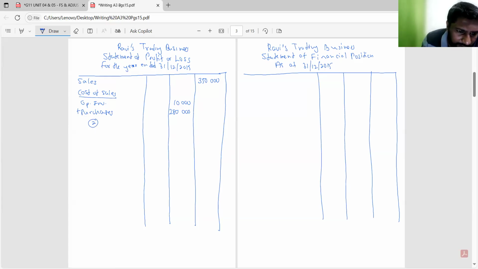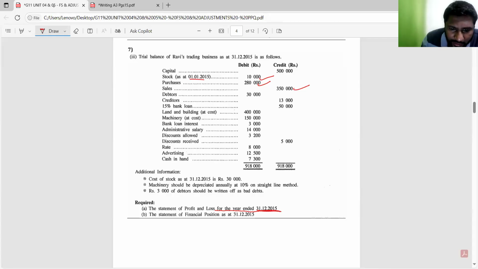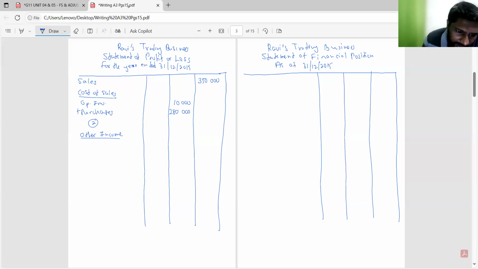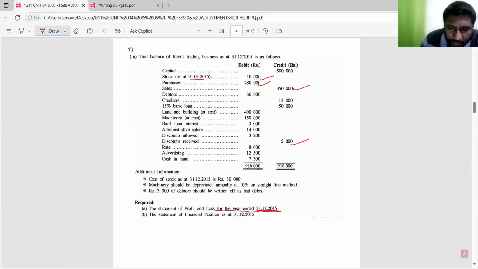And we'll move to the other income. So what are the other income that we have in this question? Let's see. I have discount received 5,000. Next one, I can move to the expenses.